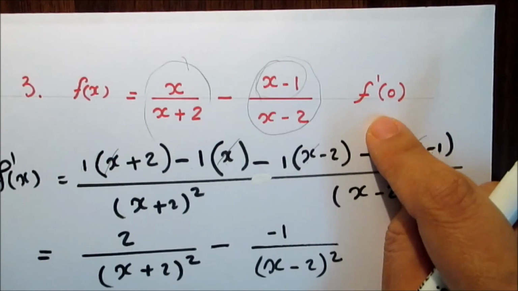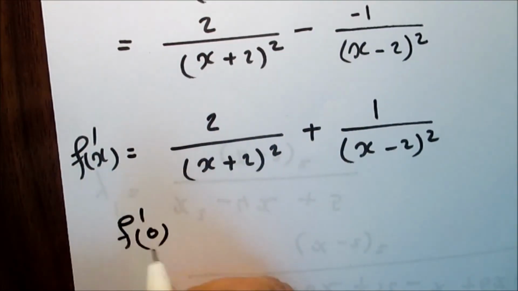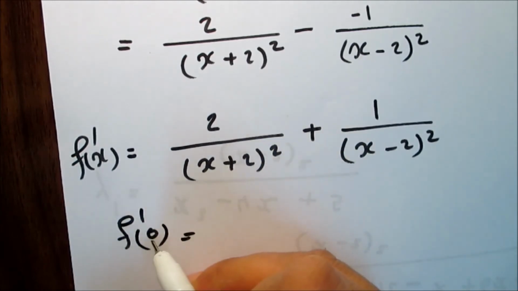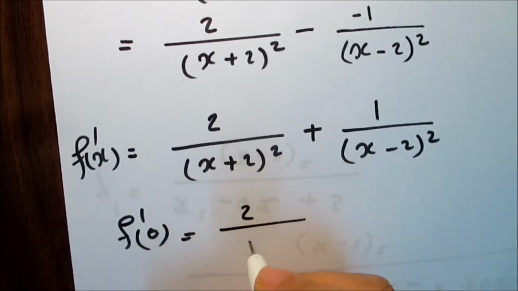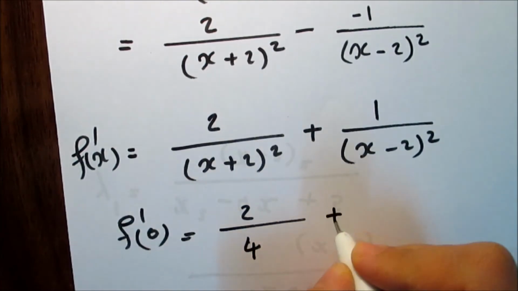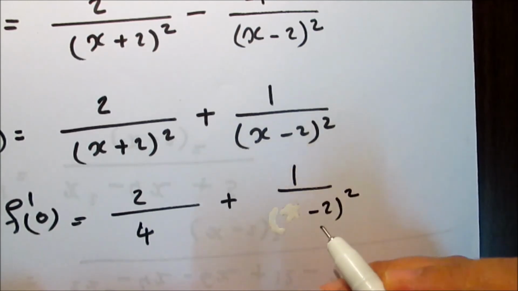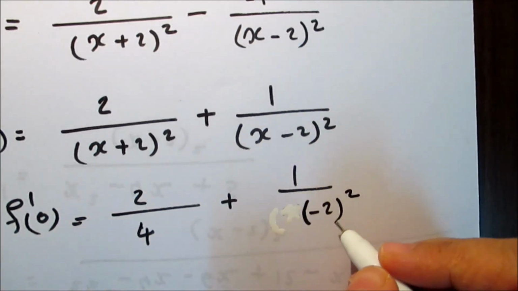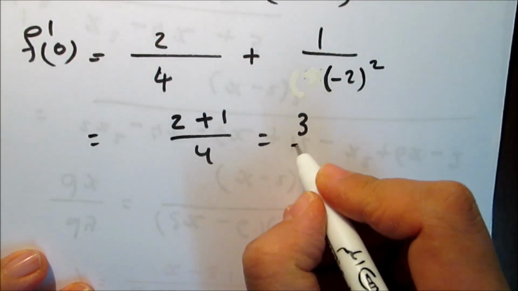Now find f'(0). So f'(0) equals, substitute 0 for x, so 2 over 0 plus 2 to be 2 squared to be 4, and plus 1 over 0 minus 2 to be negative 2 all squared to be positive 4, so it's 2 plus 1 over 4 to be 3 over 4.